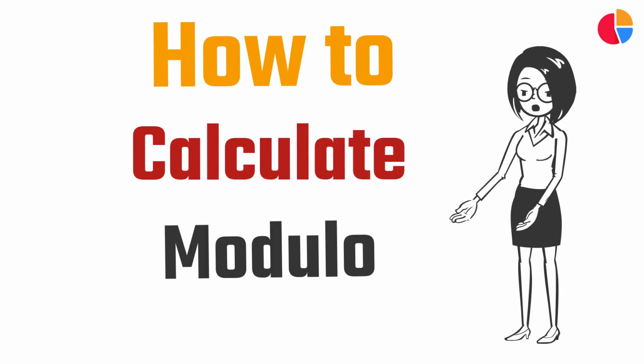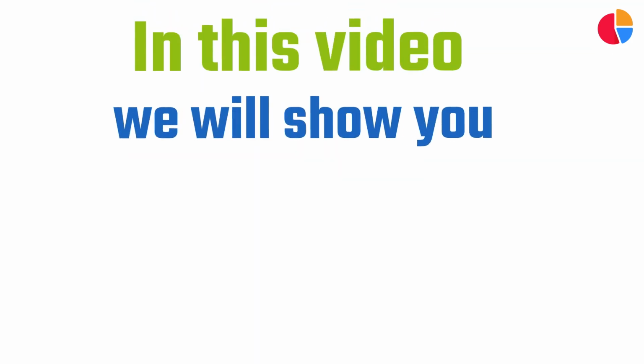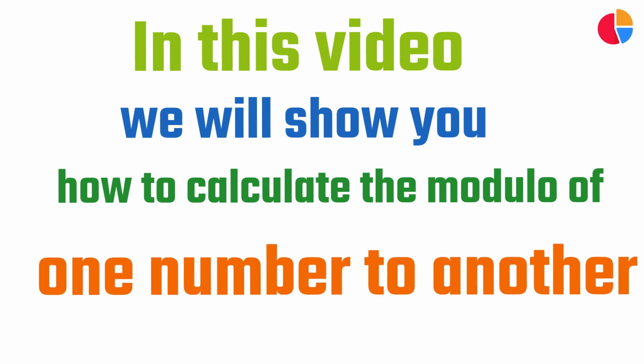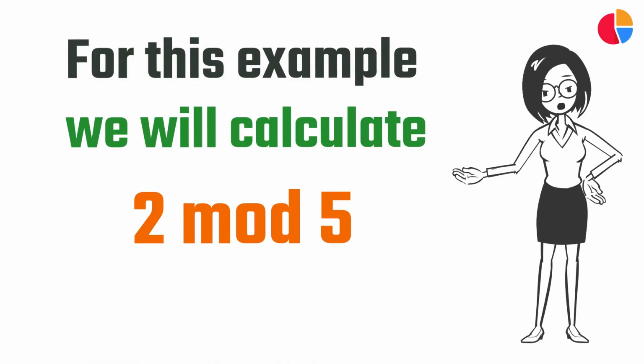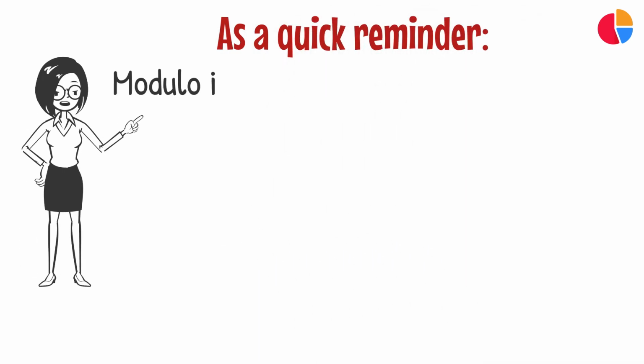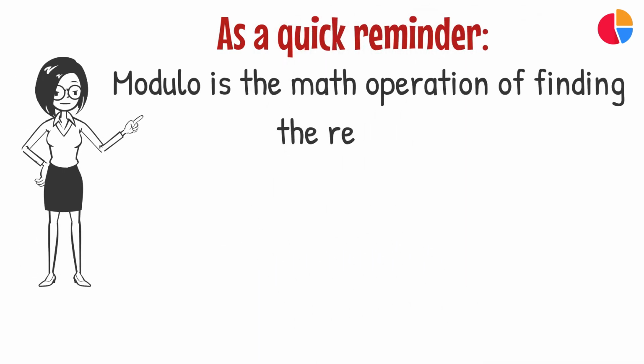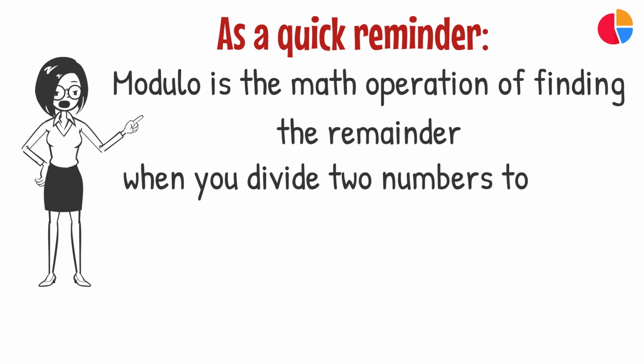How to calculate modulo. In this video, we'll show you how to calculate the modulo of one number to another. For this example, we will calculate 2 mod 5. As a quick reminder, modulo is the math operation of finding the remainder when you divide two numbers together.